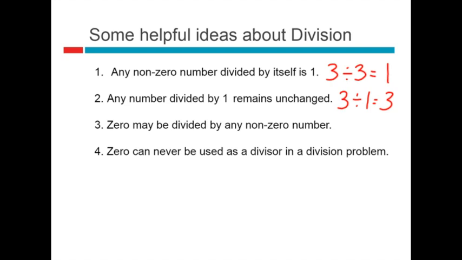0 may be divided by any non-zero number. So if I take 0 and divide that by 3, that's like taking nothing of something and dividing it among 3 people. You still would get nothing. So if you divide nothing, or 0, by 3, you get 0. And if you try to take 3 divided by 0, you can't divide by 0. You can't take something and divide it 0 ways in any way. So we cannot divide by 0.